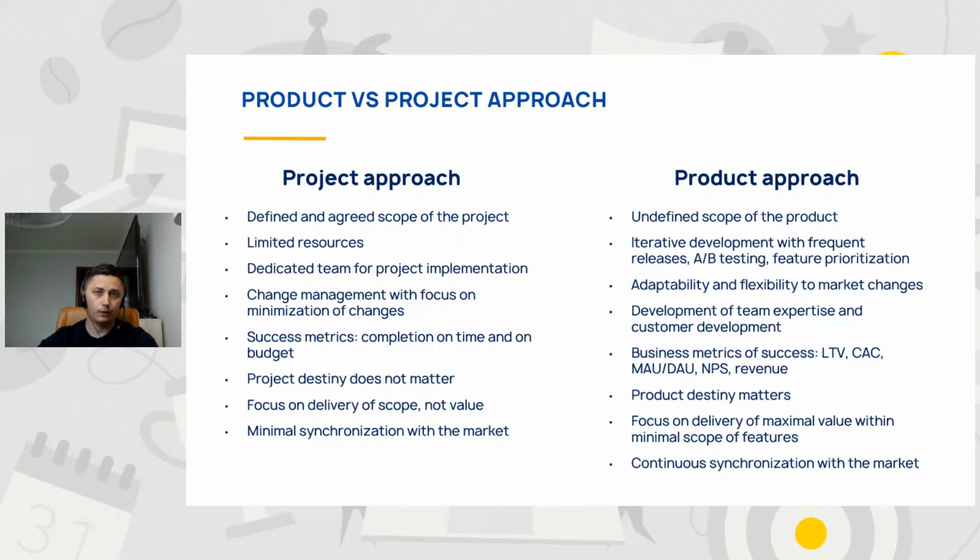The next, when we go with a product approach, usually we have undefined scope of the product because we start from something small, we start with some MVP of the product, but over time we enrich it with new features, we polish new features, refine the product architecture, and we introduce a lot of new functionalities. That is why for us the scope of the product is emerging, and we adapt it to the market and user needs. The next thing is iterative development with frequent releases, A/B testing, and feature prioritization.